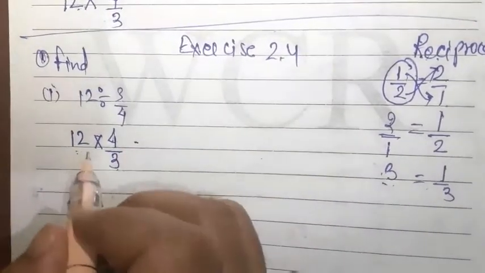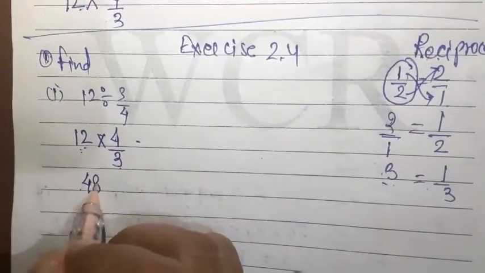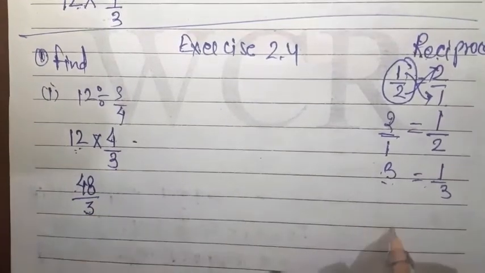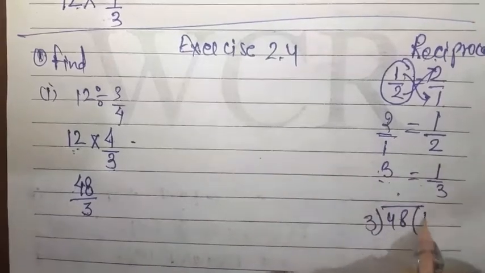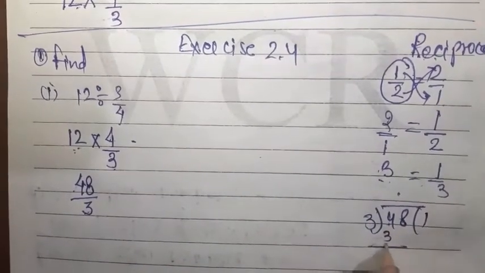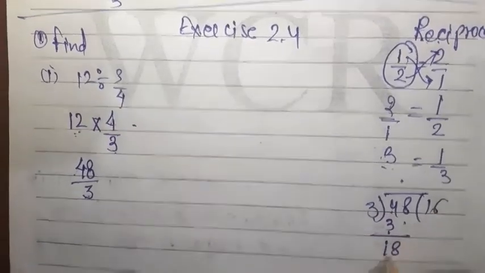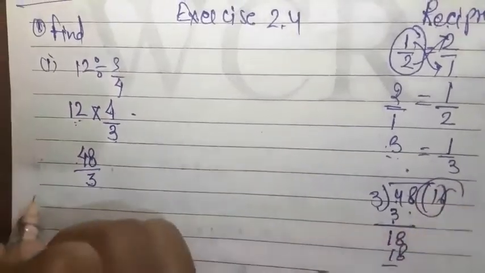Now we multiply this value. So 12 times 4 is 48, divided by 3. Now divide this value. So here 48 divided by 3. 3 times 1 is 3, 4 minus 3 we get 1 and here 8. 3 times 6 is 18. So the answer is 16 here.